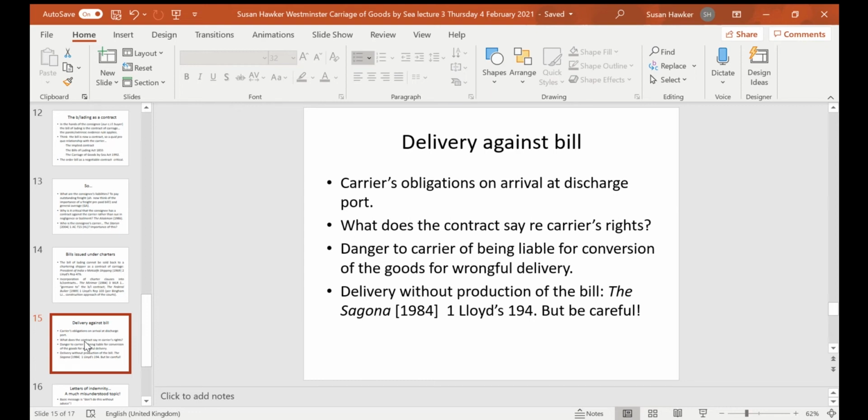Well, the answer, if you were to answer this question in one word, it would have to be no. It is very, very, very dangerous for a carrier to deliver the goods without production of the bill of lading, because if he does and it goes wrong, for instance, he delivers the goods to a fraudster, he delivers the goods to the wrong person, he is liable, strictly liable, in the tort of conversion. So that is a big problem.